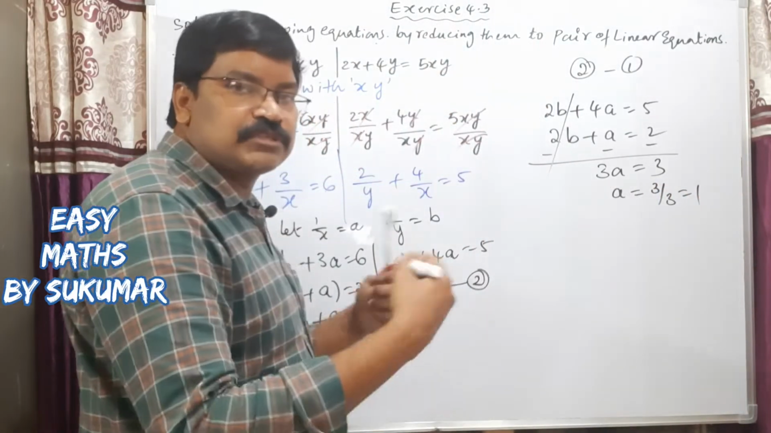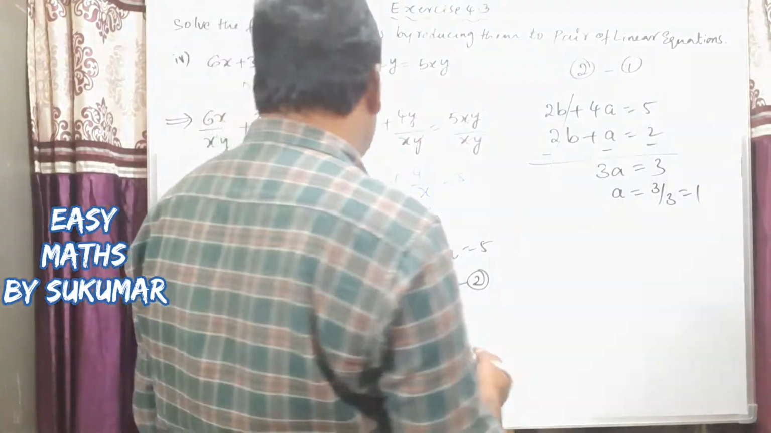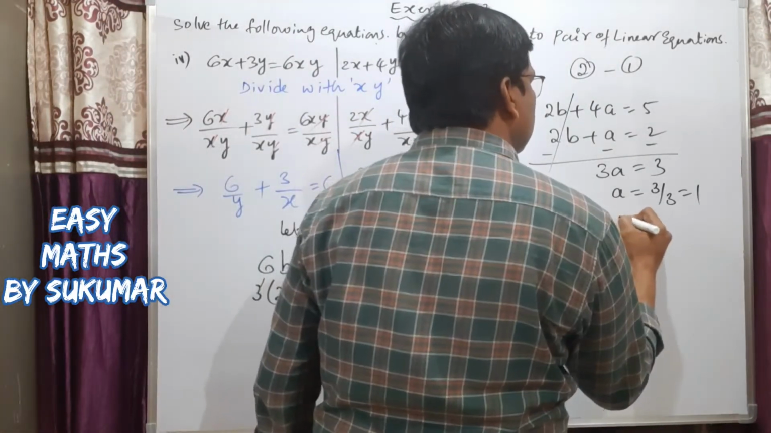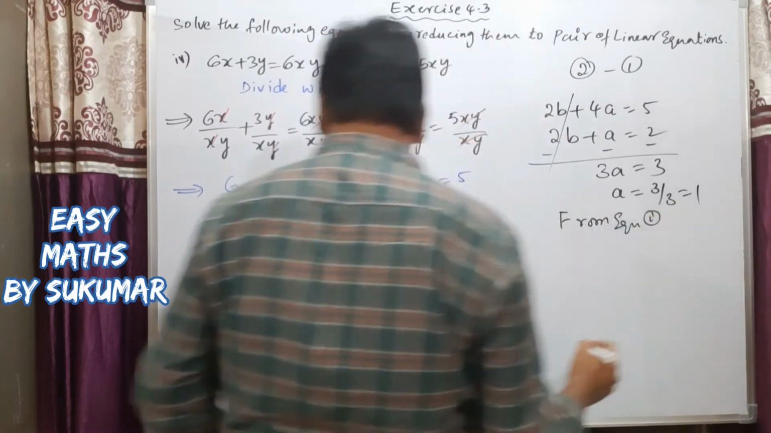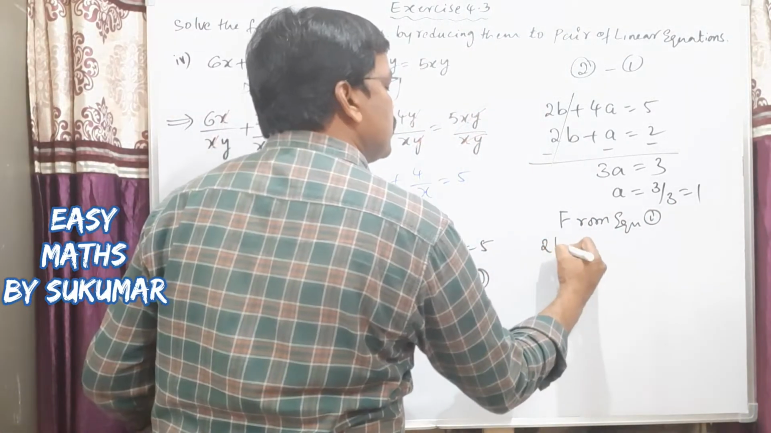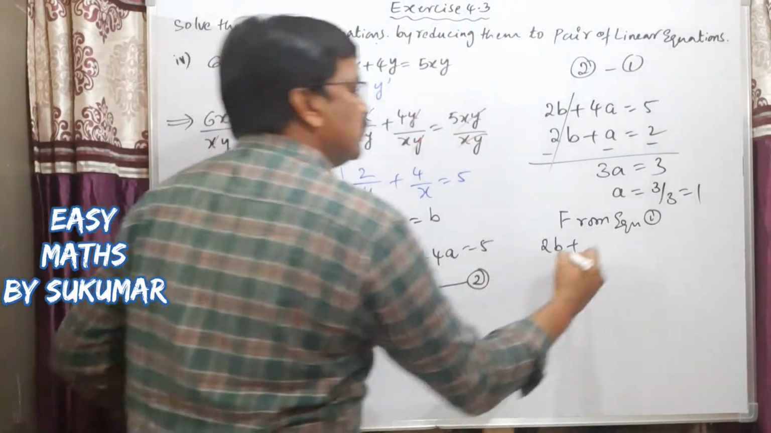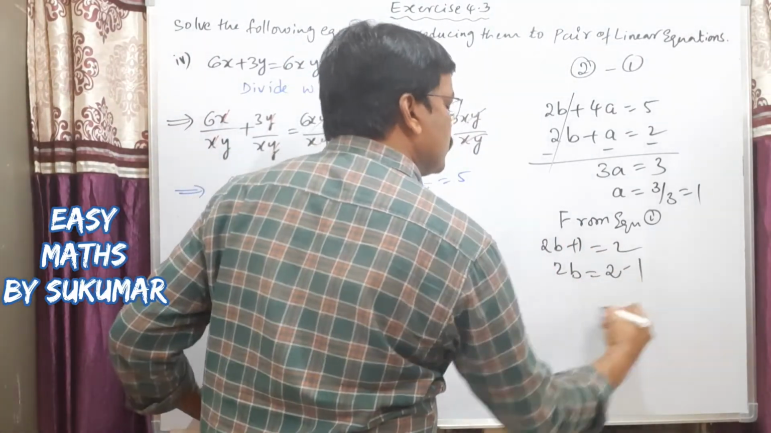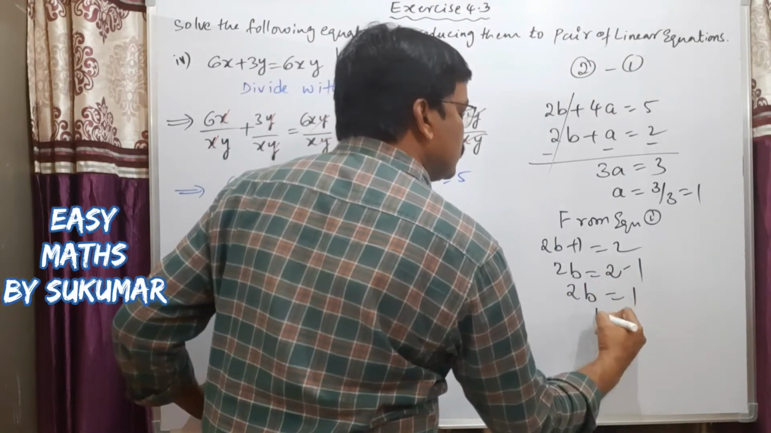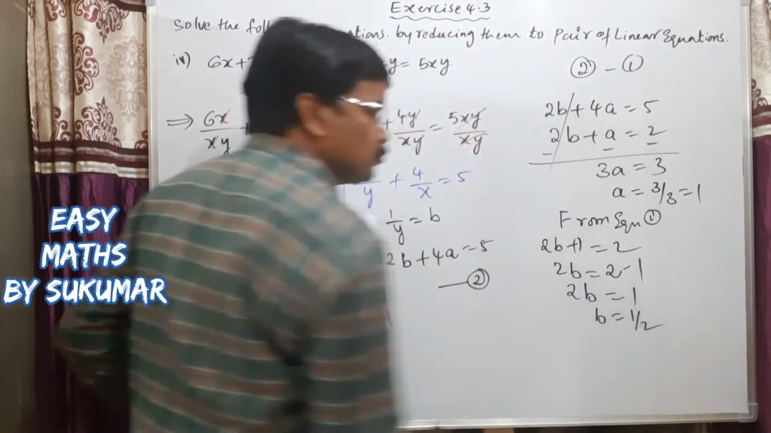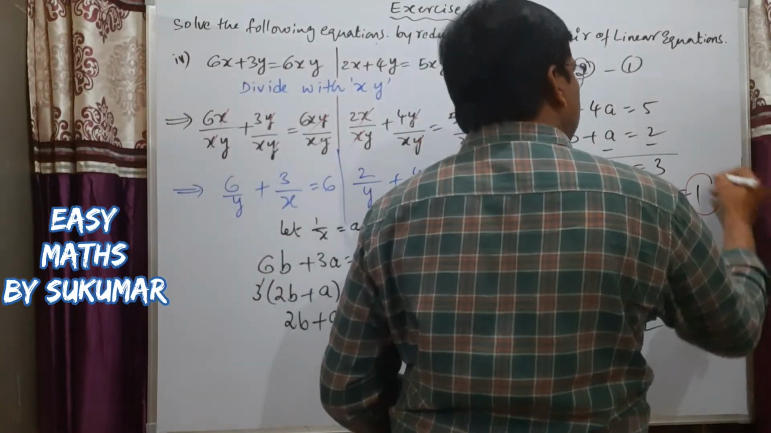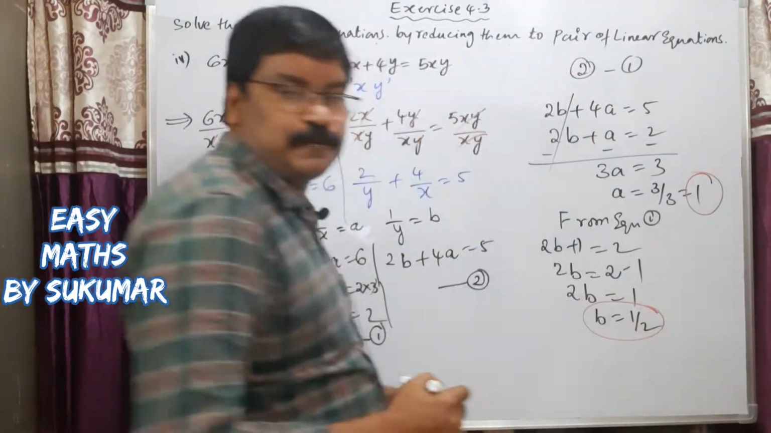Let us substitute this a is equal to 1 in any one of the equations, either in equation 1 or equation 2. So from equation 1, 2b plus a means what? 1 is equal to 2. That means 2b is equal to 2 minus 1. So 2b is equal to 1. That means b is equal to 1 by 2. So what is a and what is b? See here, this a is equal to 1 and b is equal to 1 by 2.